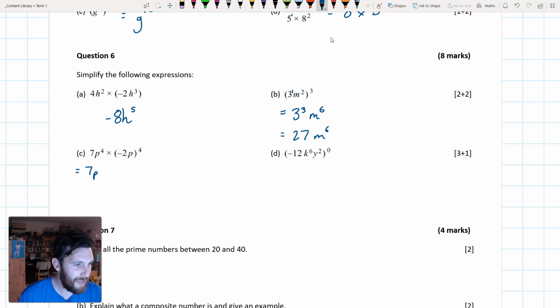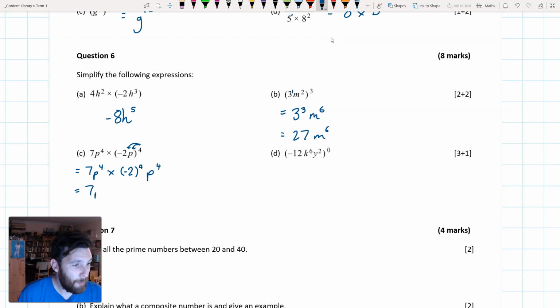So we'll start off with 7p to the power 4. Then I'm going to expand this bracket by applying that 4 through the whole thing. I've got to raise negative 2 to the power 4, and I've also got to raise p to the power 4 as well.